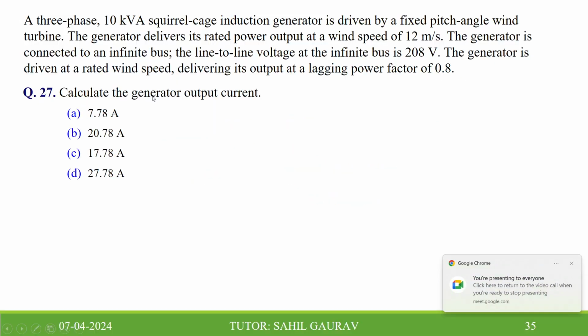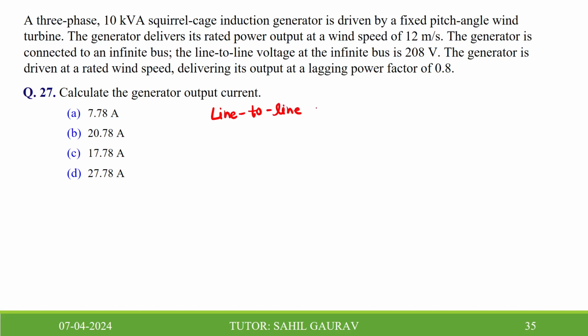Calculate the generator output current. So we have calculated the electrical power output and the line to line voltage is given, so we can easily calculate the generator output current. Line to line voltage VL is given as 208 volt. The line to line voltage at the infinite bus is given as 208 volt.